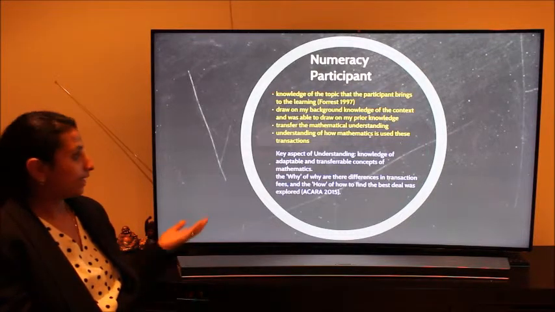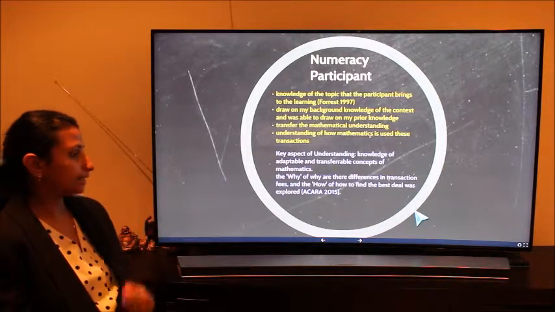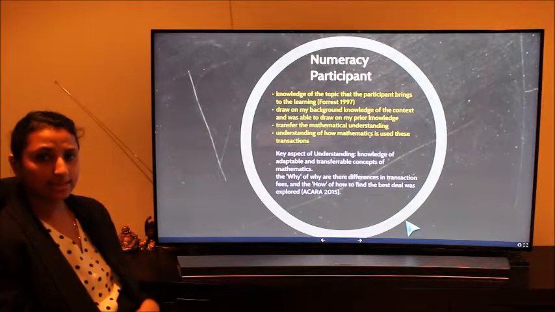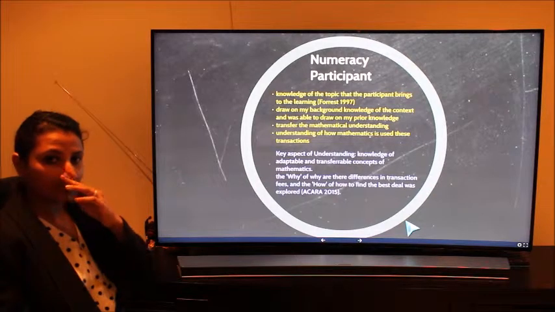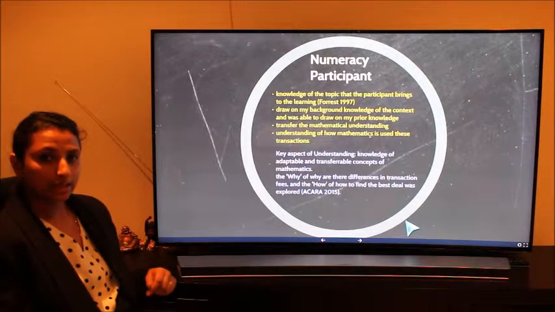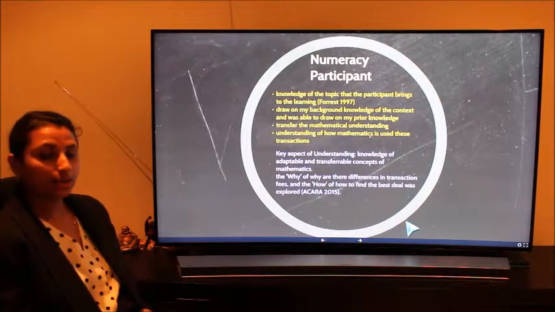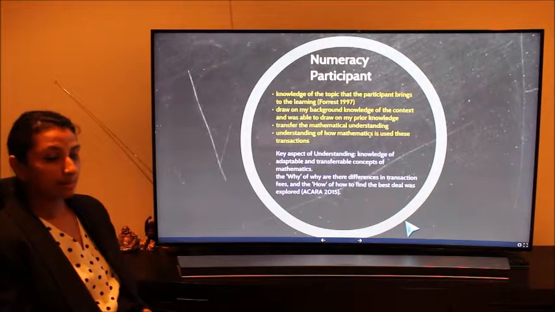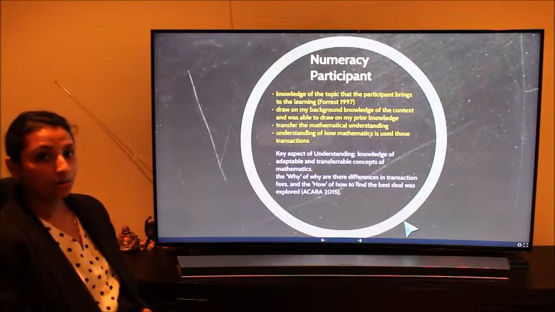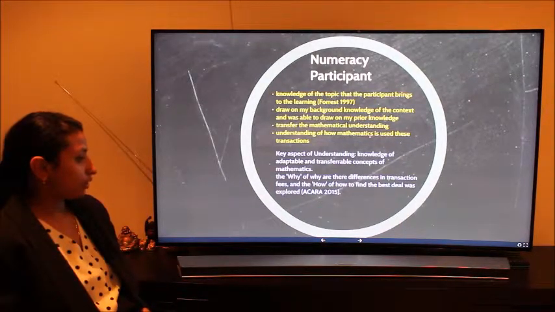This also comes hand in hand with the understanding, as knowledge of adaptable and transferable concepts of mathematics. The key aspect used here is understanding, where there is knowledge of adaptable and transferable concepts of mathematics. Here there were connections made between various related concepts such as dollar rates, transaction fees, etc., and new ideas were applied. And then in the planning phase, why there are differences in transaction fees and how to find the best deal was explored. The next role is that of a numeracy user.